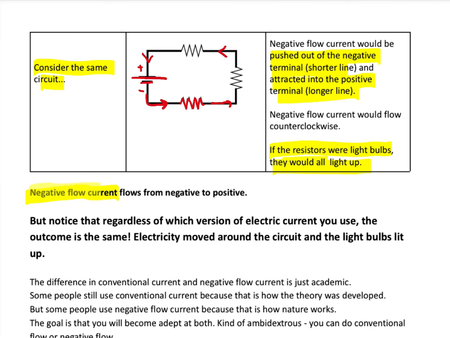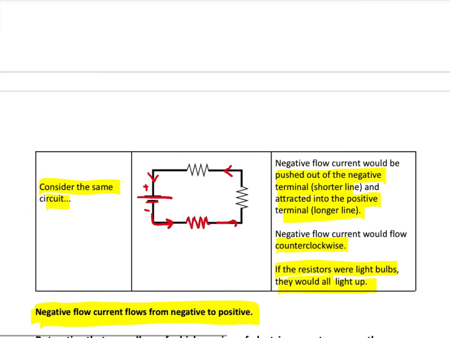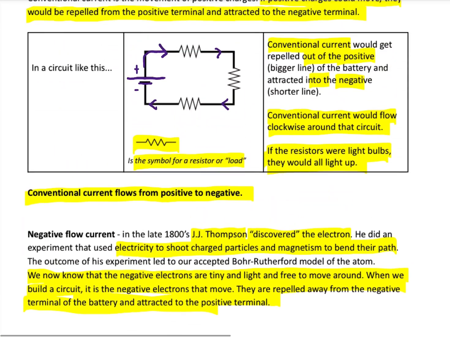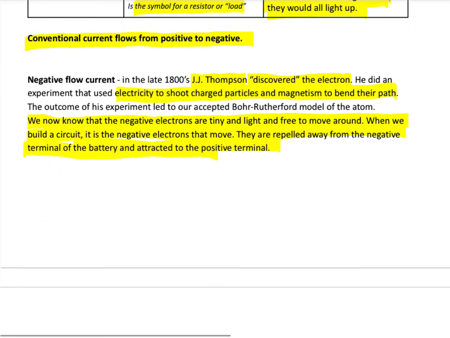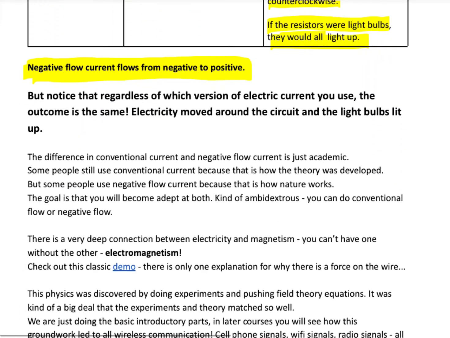The bottom line is, if we do it according to negative flow, the current would flow in the opposite direction. In negative flow, you can see that the current is flowing the way I've drawn the battery in this circuit, counterclockwise. The exact same circuit in this discussion, conventional or positive flow would go clockwise. But otherwise, it's the exact same outcome.